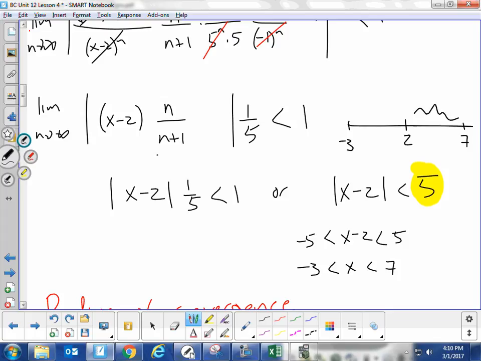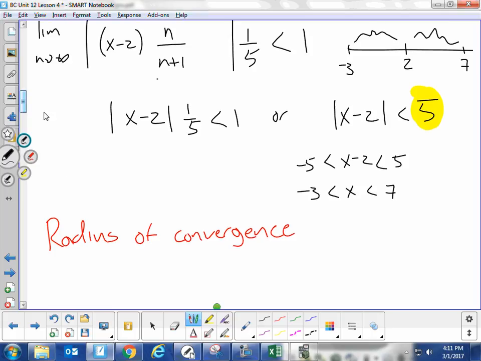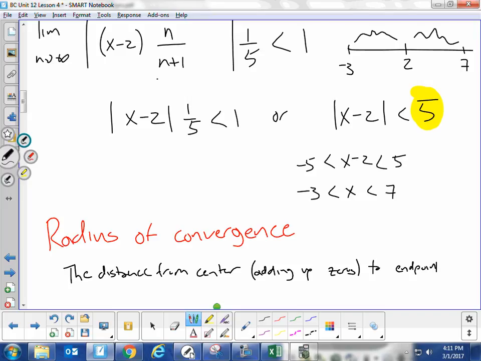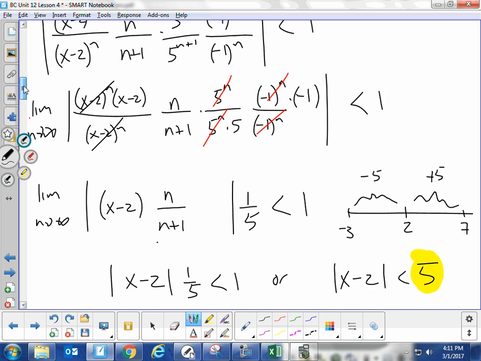The distance here is 5. The distance here is 5. So this is what we consider the radius of convergence. The distance from the center, when we're adding up zeros, to the outsides or the endpoints. Okay, so cool. My radius of convergence for this series was 5.